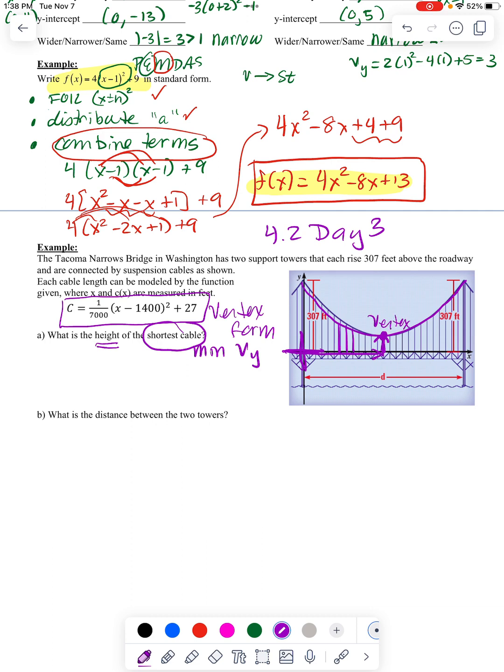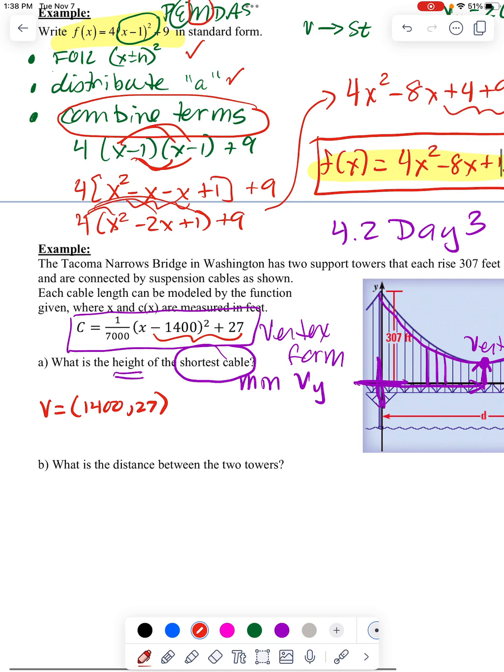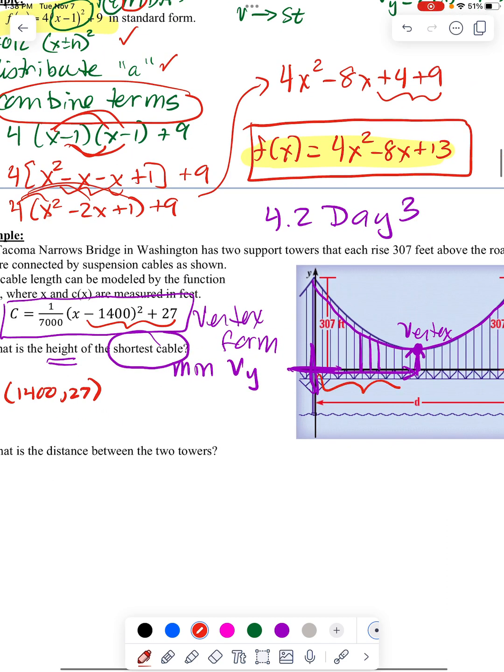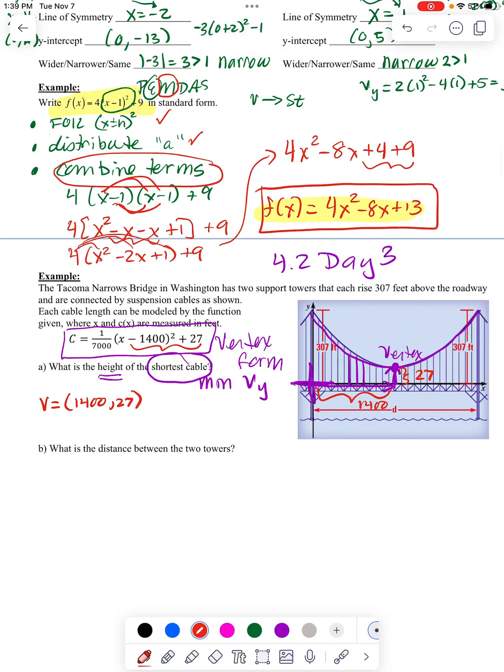Well, this is in vertex form. So if you look at this equation, the vertex is going to be at positive 1400, because that's the opposite of what's inside, and then 27. What does that mean in my picture? It means that from here to here is 1400 feet, and that this cable, the shortest one, is 27 feet high. So the question is, what is the height of the shortest cable? And the answer is 27 feet.